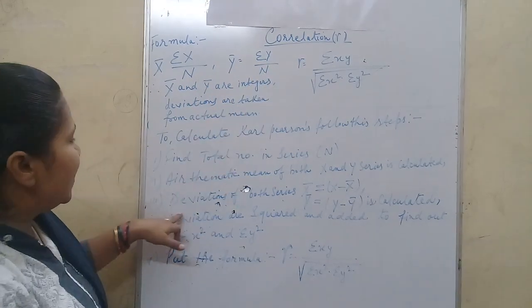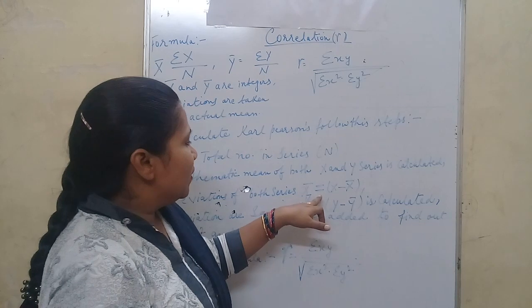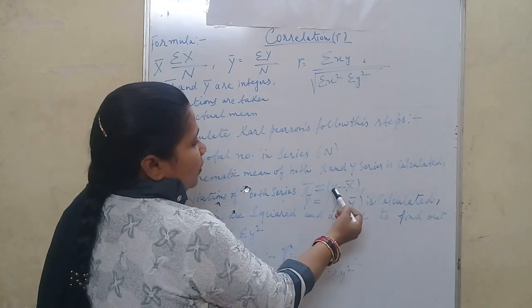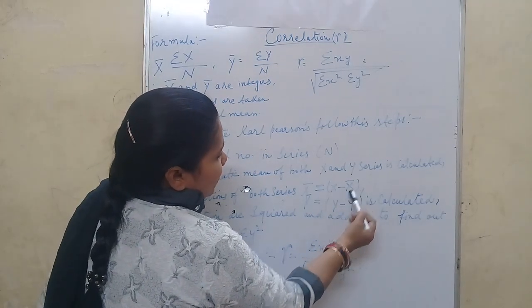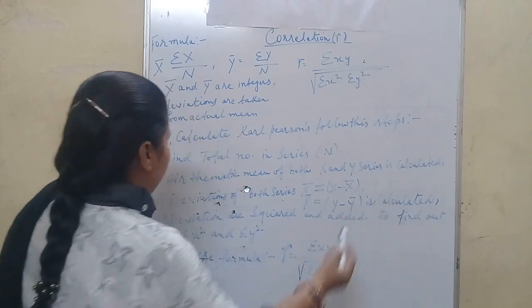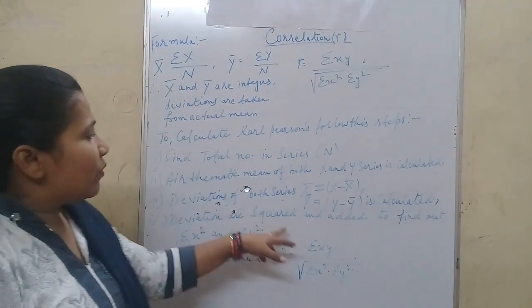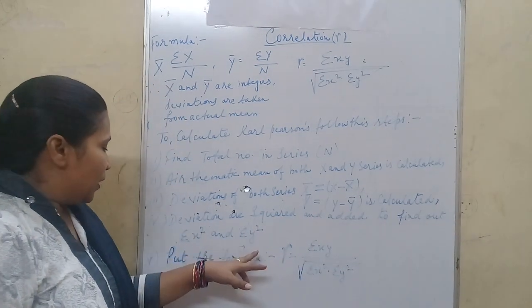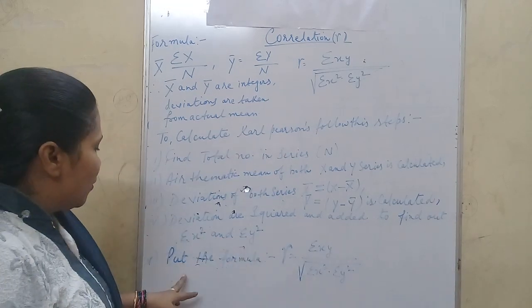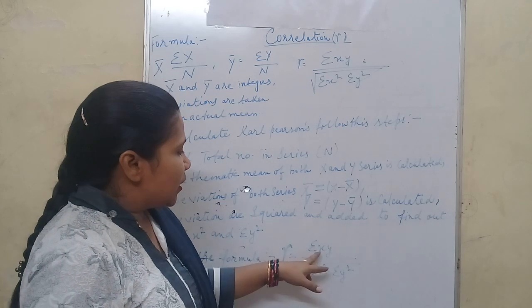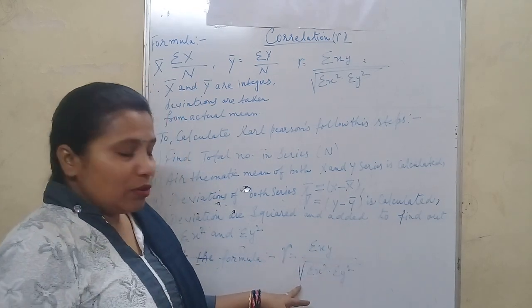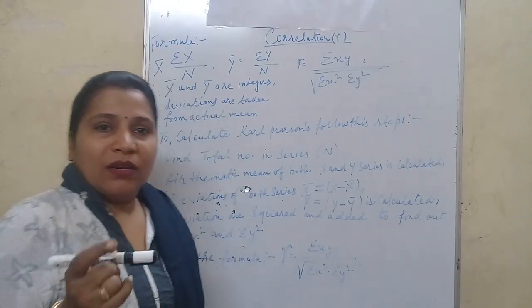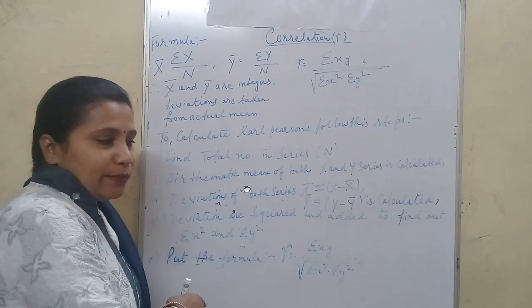Now the third step is deviation of both series, mean x and mean y: x minus mean x, y minus mean y is calculated. Next step is deviations are squared and added to find out summation x square and summation y square. After calculating all these steps, we have to put the formula: correlation is equal to summation xy by root of summation x square into summation y square. Now we take an example to clear these steps.